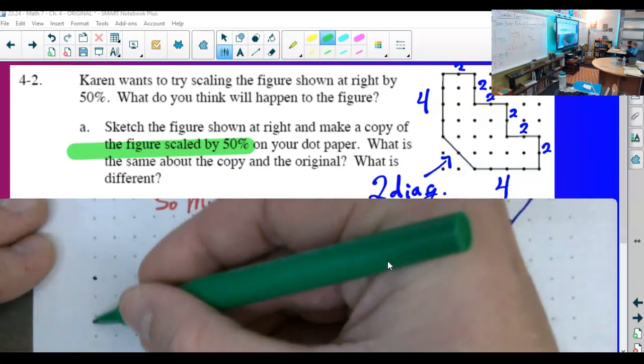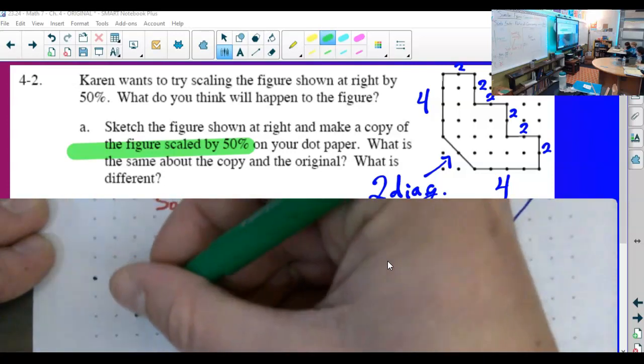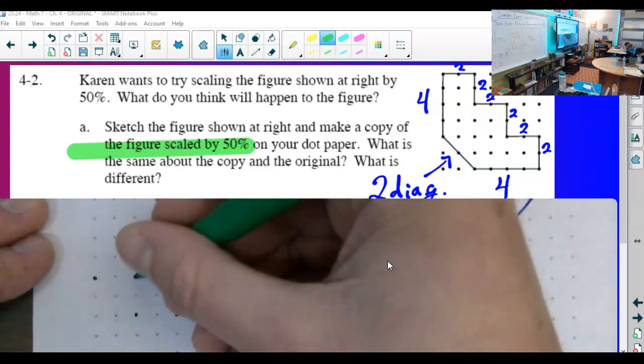All right, 1, 2, 3, 4. I wanted to make that left side 2 diagonal. 1, 2 across the top, 2 down, 2 across, 2 down. I should probably start coloring this.